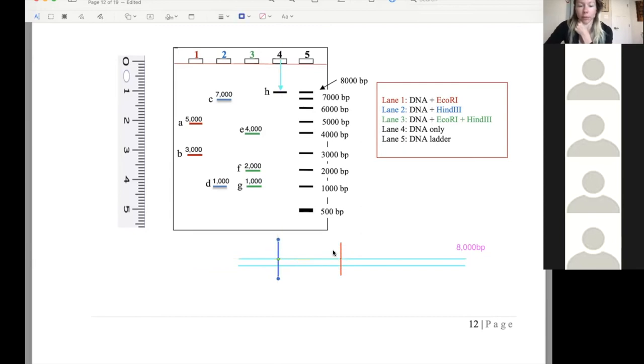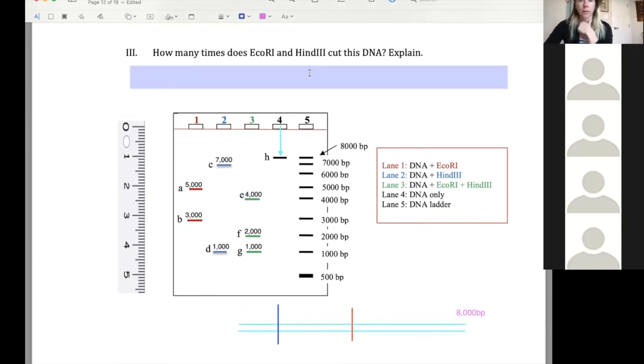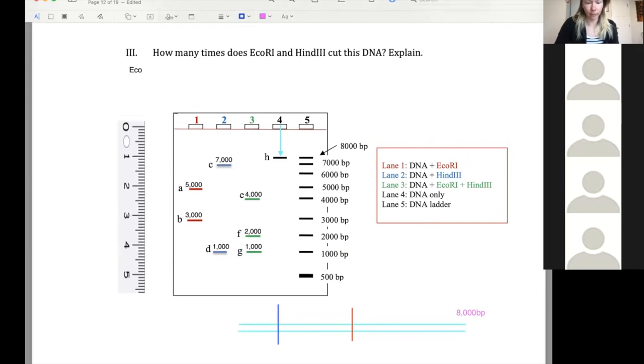So to answer the question, are we answering it with just EcoRI and the other one by themselves, or the ones that they do together? That's a good question. Since it doesn't say both of them together, it just says EcoRI or HindIII, I'd say they each cut it once. So EcoRI cuts the DNA once, and HindIII cuts the DNA once.